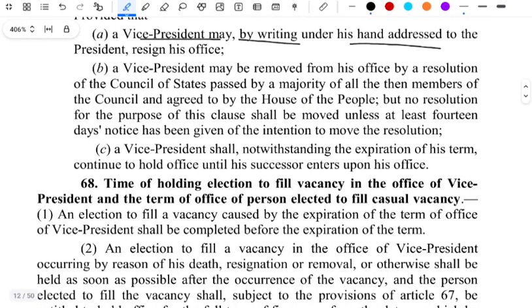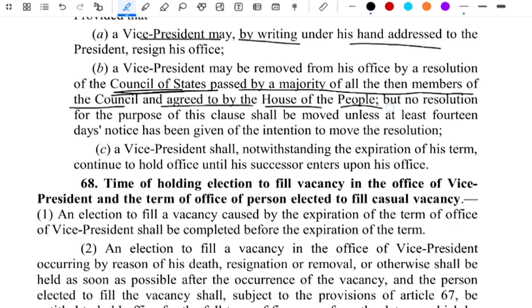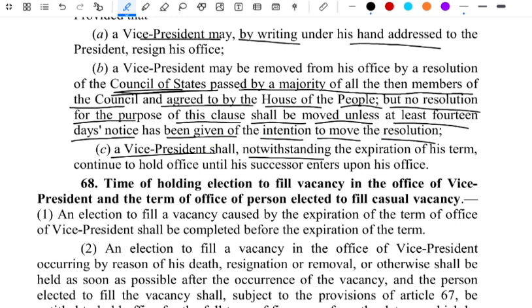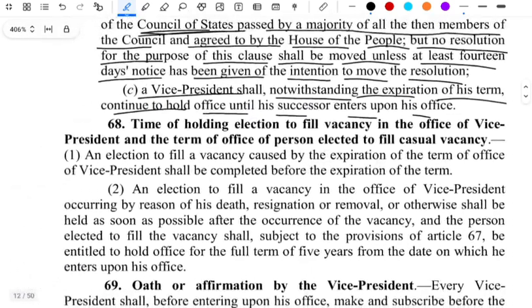Okay, the Vice President may be removed from his office by a resolution of the Council of State passed by a majority of all the then members of the Council and agreed to by the House of the People, but no resolution for the purpose of this clause shall be moved unless at least 14 days' advance notice has been given of the intention to move the resolution. Okay, the Vice President shall, notwithstanding the expiration of his term, continue to hold office until his successor enters upon his office.